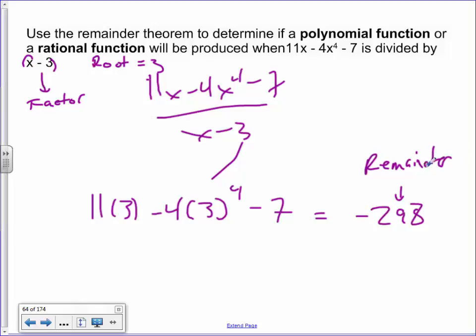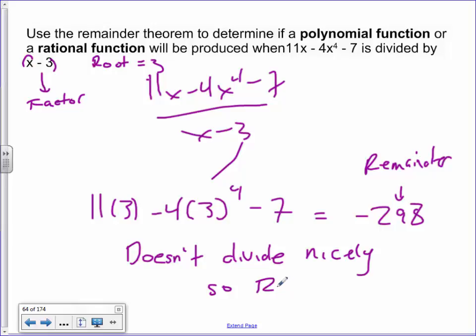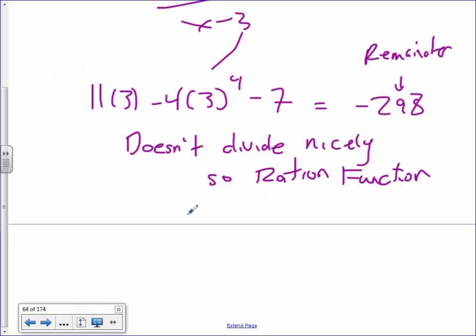So, therefore, does this divide evenly? No. I'll even write a sentence here. Does not divide nicely, so it is a rational function. I would say it likely has an asymptote. If you graphed it, you probably would have an asymptote. I don't want to guarantee that, but it does not have a hole in the graph because it does not divide nicely.